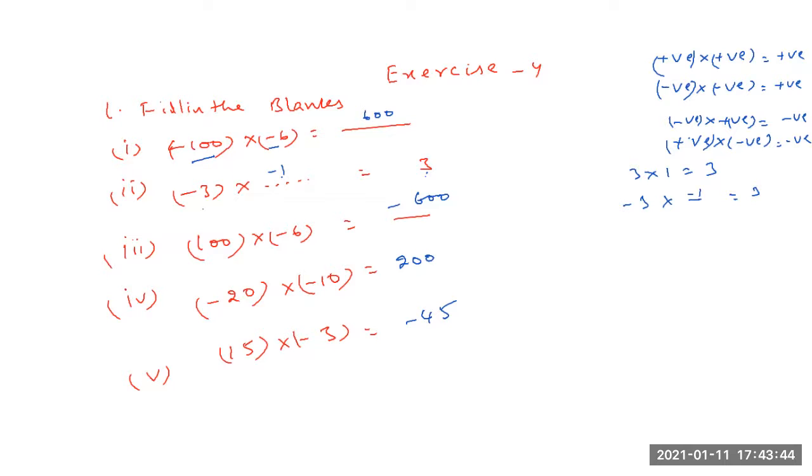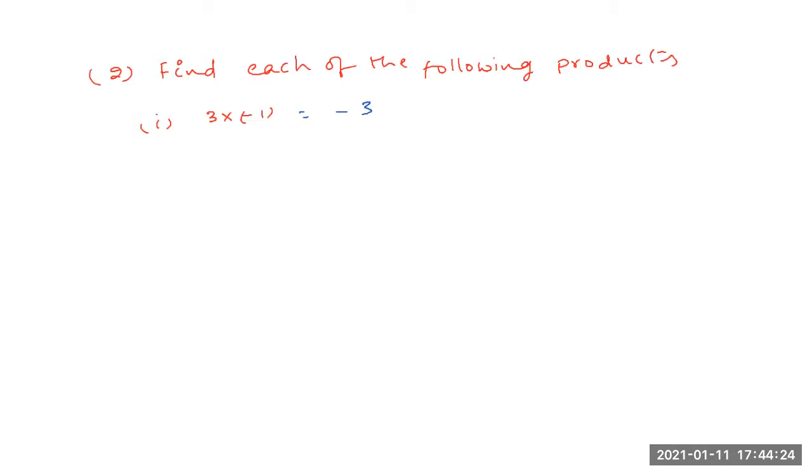So next, question number 2. Find each of the following products. So the first one is 3 into minus 1. So plus into minus, as always, gets minus. 3 ones are 3. That's the answer. Next, second one.